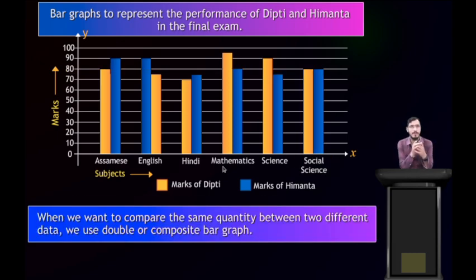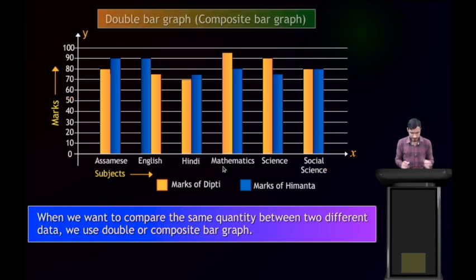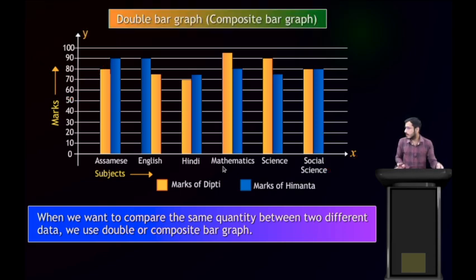So when you want to compare the same quantity between two different data sets, we use a double or composite bar graph. So it's a double bar graph. Remember always, okay? It's a double bar graph, or we can say composite bar graph.